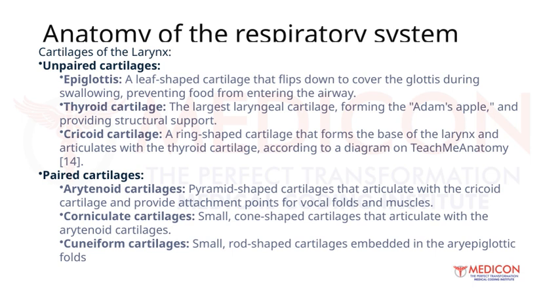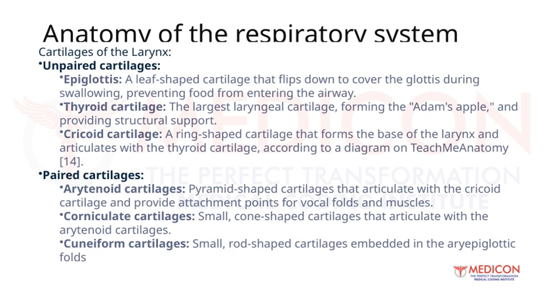Next is the thyroid cartilage, which is the largest of the laryngeal cartilages. It's the structure that forms the prominent Adam's apple and provides essential structural support to the larynx, maintaining its shape and integrity. Then we have the cricoid cartilage, which is ring-shaped. It forms the base of the larynx and articulates with the thyroid cartilage. This connection is important for the stability and movement of the larynx during voice production and breathing, as shown in diagrams like those on Teach Me Anatomy.